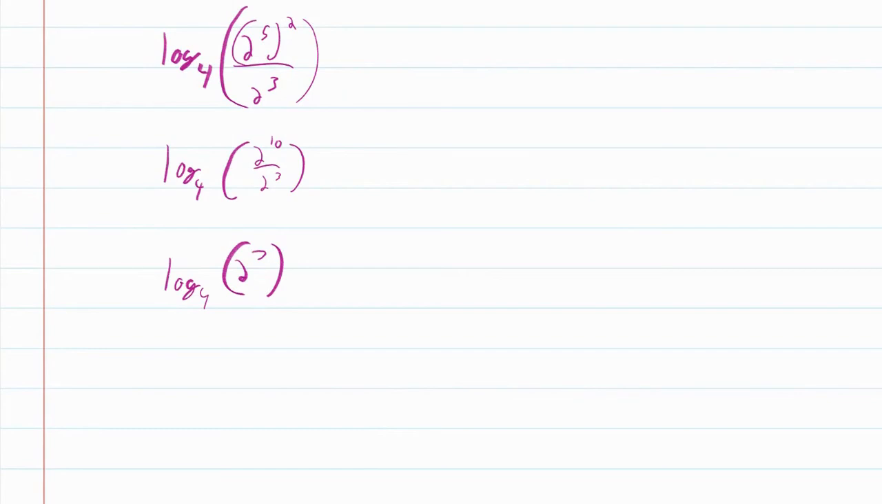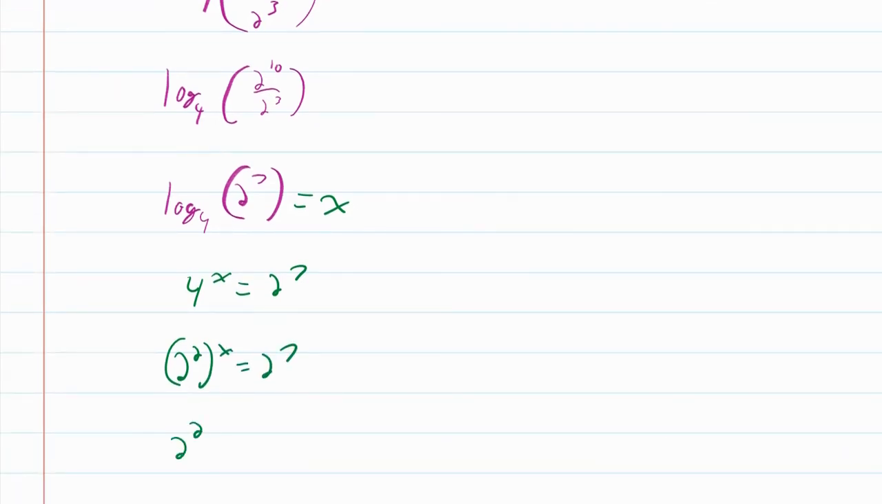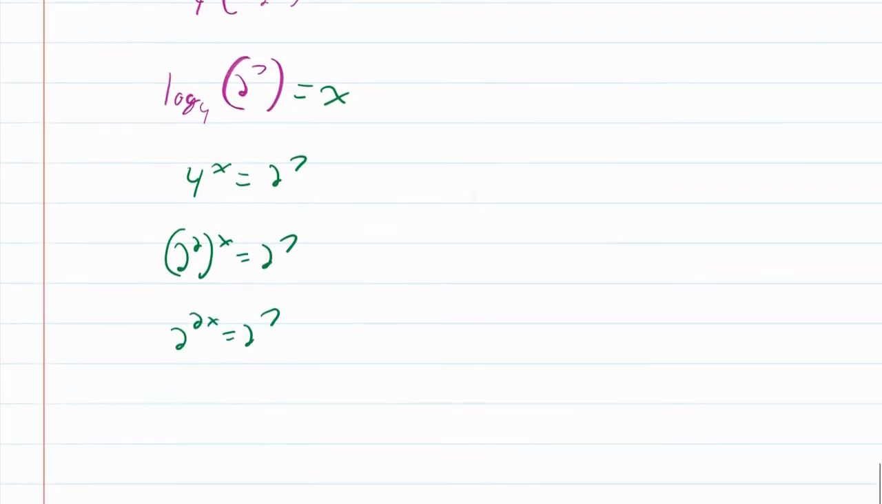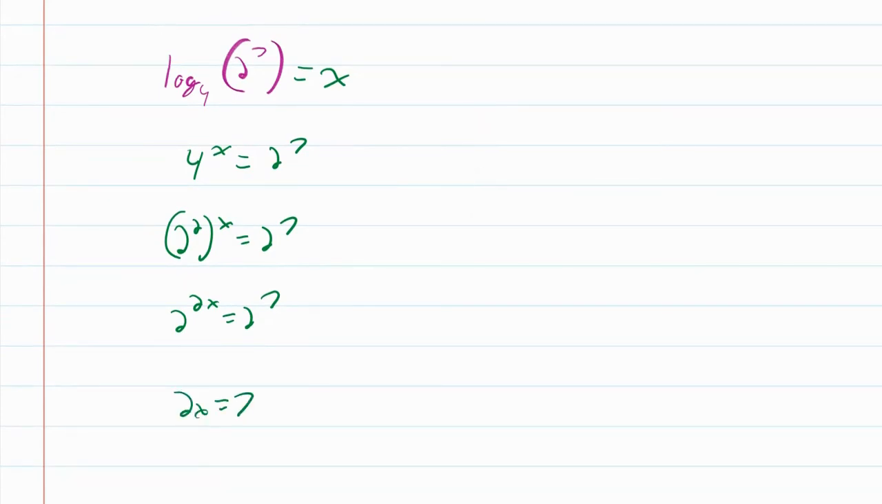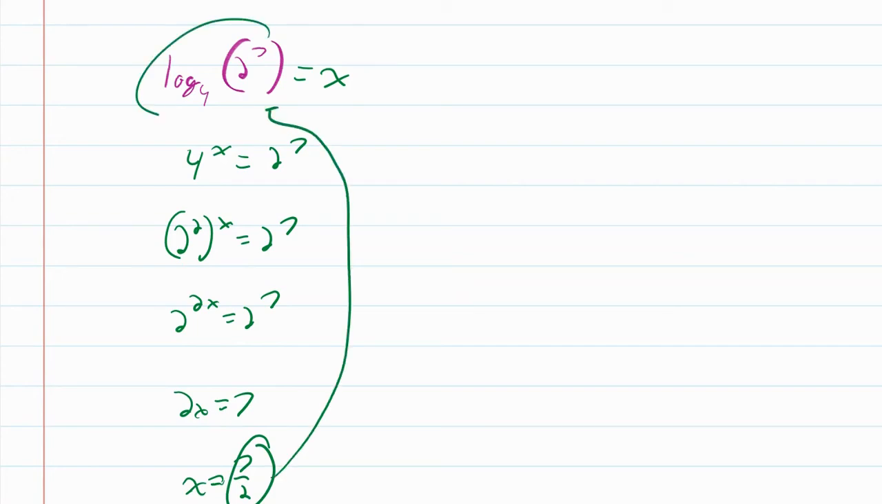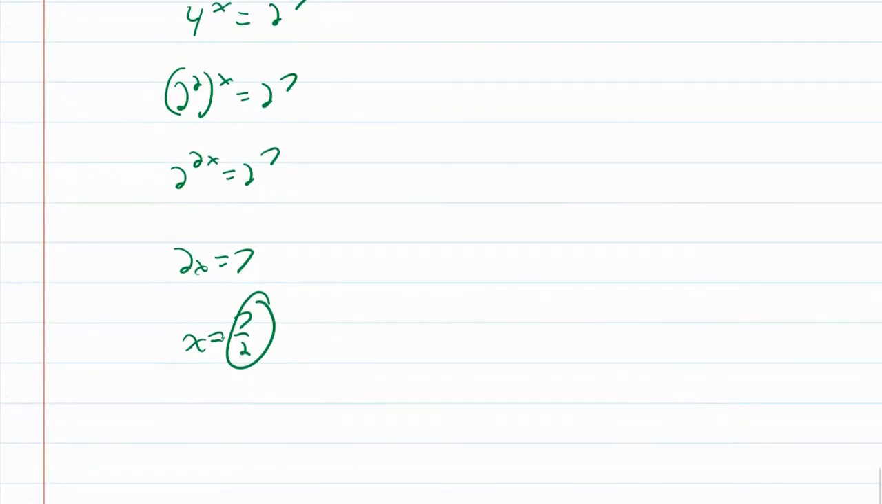So 4 raised to some power is 2 to the 7th. We can actually figure out what that power is by using the strategy of setting this equal to some variable, and going 4 to that variable is equal to 2 to the 7th. 4 is the same as 2 squared, which means that 2 to the 2x is equal to 2 to the 7, or 2x is equal to 7, or x is equal to 7 halves. So 7 halves was the same thing that this would have to be. This whole thing would have to be equal to that x. So that whole thing simplifies to 7 halves.